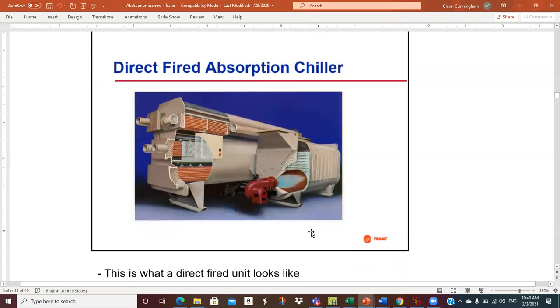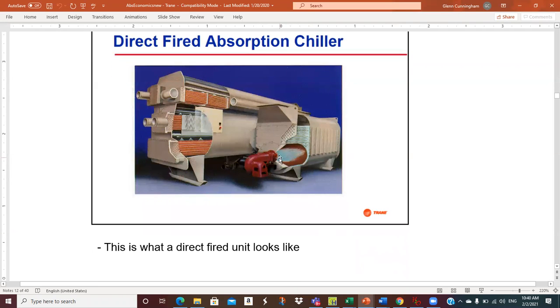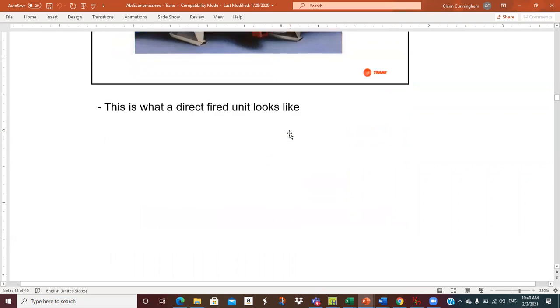There's a picture. See, it's just like having a little baby boiler over here attached to the side of your chiller. That's a pretty good picture. I like that picture. See, there's your combustion air fan, and there's your flame coming out through here, and then the hot gases circulate back and forth, and bingo. There you go. Cool stuff.